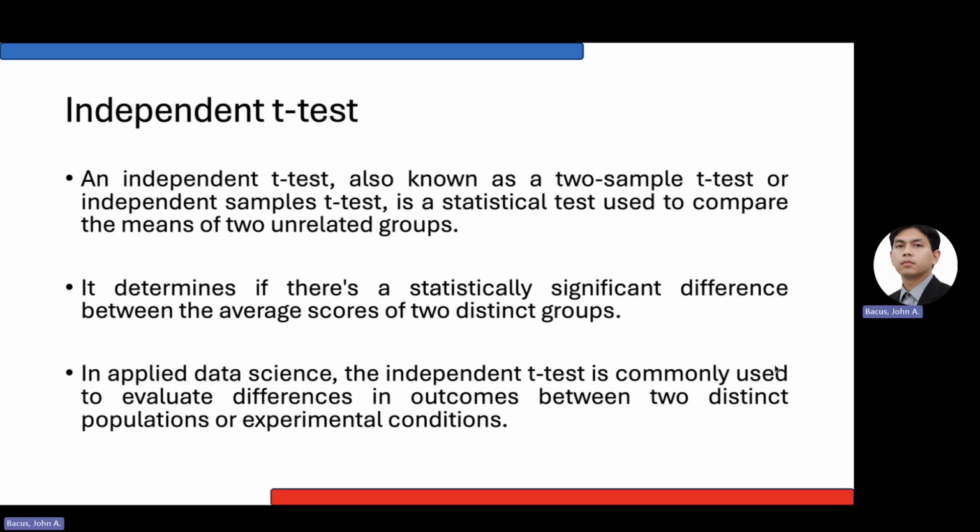It is a statistical test used to compare the means of two unrelated groups. So they should be very unrelated. It determines if there is a statistically significant difference between the average scores of two distinct groups. In applied data science, it is commonly used to evaluate differences in outcomes between two distinct populations or experimental conditions.